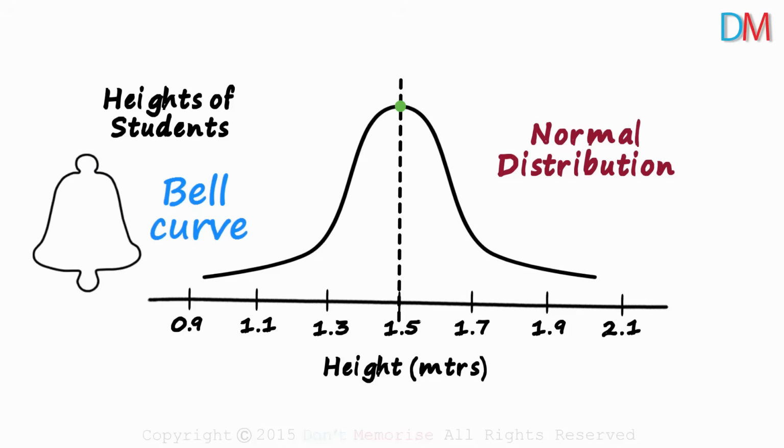But is the data always normally distributed? Does it always look symmetrical along the central value line? We look at an example to understand this.